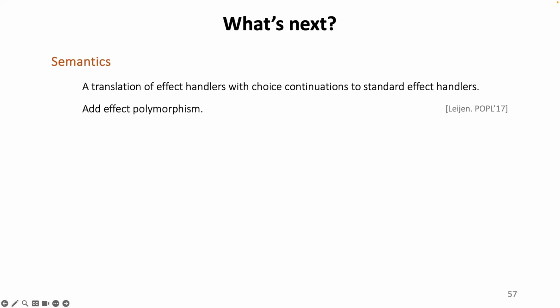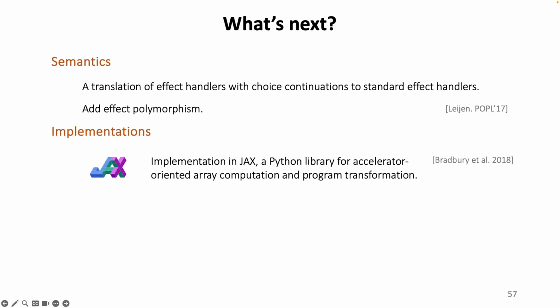And for this work, we did not support effect polymorphism. So every effect epsilon is just a set of concrete labels. But we do not see any fundamental challenges in extending the calculus with effect polymorphism. Especially, there's a lot of work already in the literature that supports effect polymorphism for effect handlers.